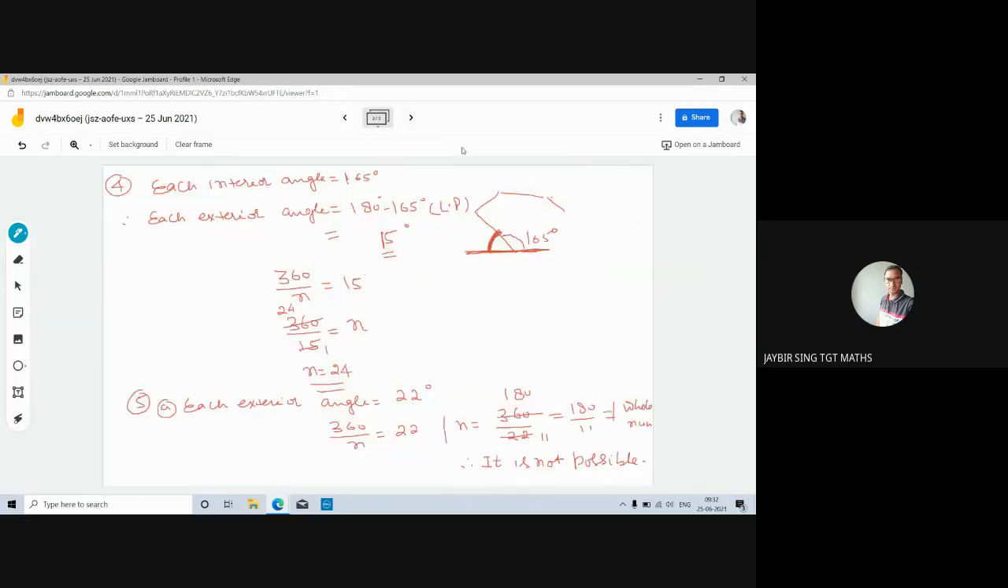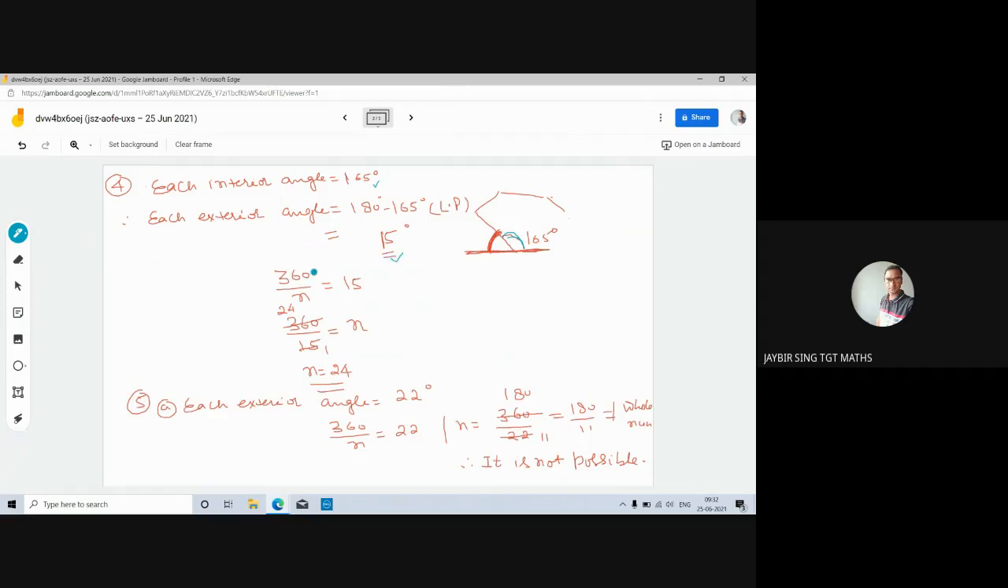Question number 4 is how many sides does a regular polygon have if each interior angle is 165 degrees? Now this is given. With the help of this condition, each interior angle is 165 degrees, we have to calculate each exterior angle first. Interior and exterior angles form a linear pair. So each exterior angle will be 180 degrees minus 165 degrees. Okay, so it will be 15 degrees.